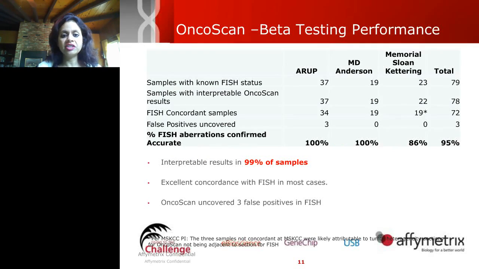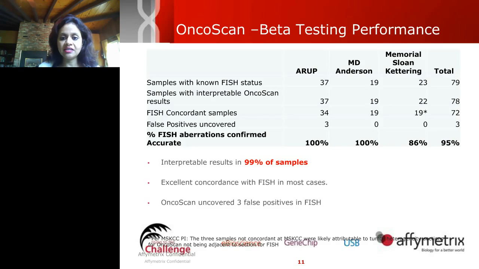So we were very privileged to have been selected by 3 prestigious labs for the beta testing of OncoScan. These were the ARUP labs, MD Anderson Cancer Center's Diagnostic Lab, and Memorial Sloan Kettering Cancer Center's Diagnostic Lab. And the way they tested the performance of OncoScan was to run samples with known FISH status and look at 2 things. One is, what fraction of the samples generated high quality data on FFPE? And secondly, what was the concordance compared to FISH?